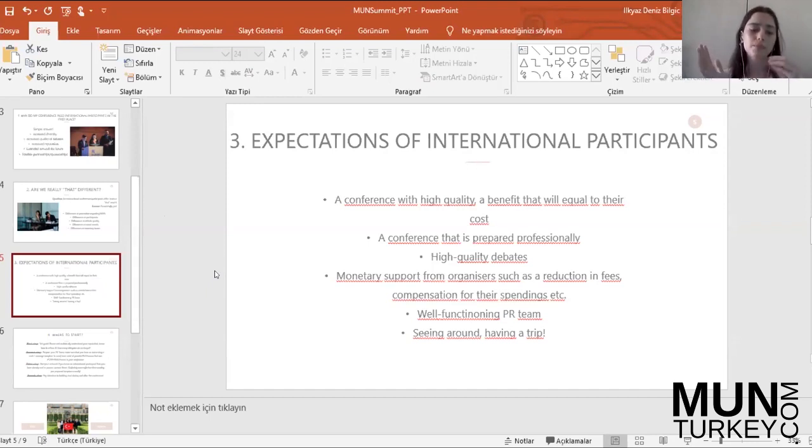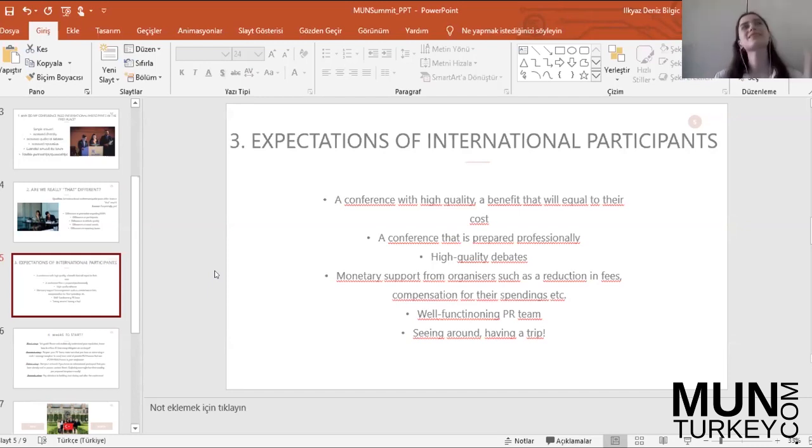So that's why, from the point that they apply to your conference until the time they leave the closing ceremony, you have to assist them. You have to have a well-functioning PR team in order for these foreign people to come to your country, to function well in your conference, to have zero problems and leave your conference satisfied.